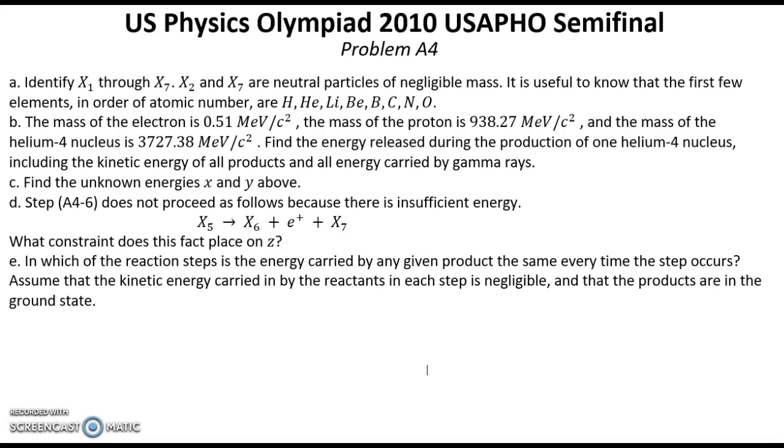Question C. Find the unknown energy X and Y above. Question D. Step 6 does not proceed as follows because there is insufficient energy: X5 to X6 plus positron plus X7. What constraint does this fact place on Z?